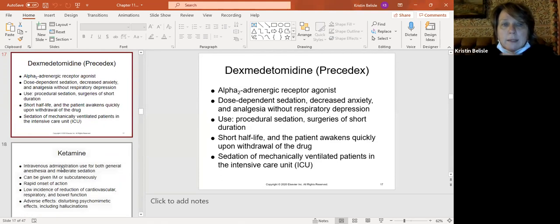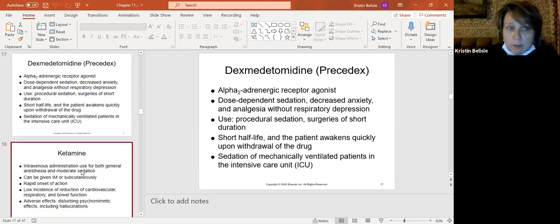Okay, we can give Precedex. It's a drug that we can give. It is dose-dependent sedation. We can give it to decrease anxiety. And it does not have respiratory depression. You will see it. We give it sometimes for mechanically ventilated patients in the ICUs. We like it because it has a short half-life and the patient can awaken quickly once the drug is stopped.